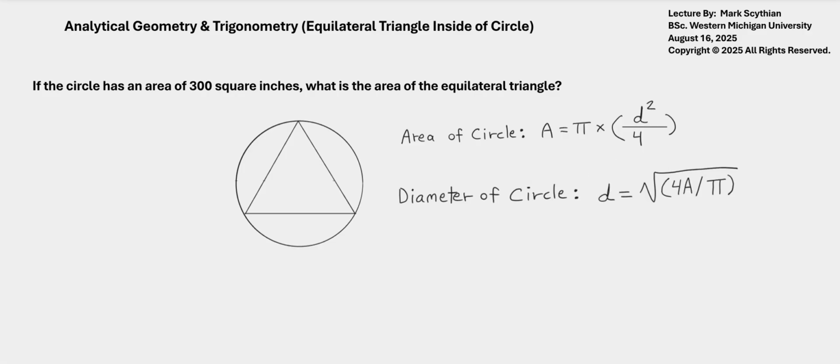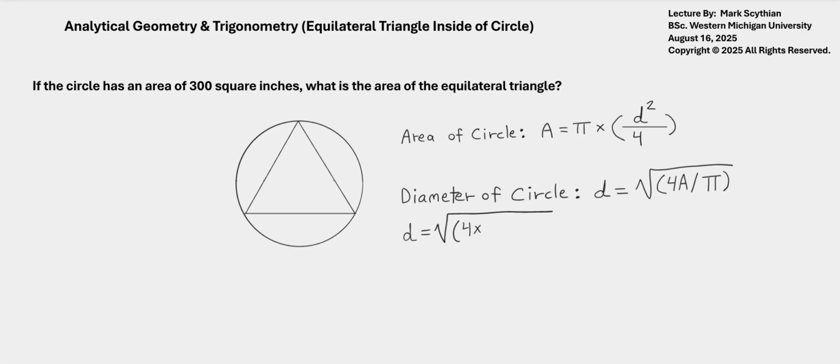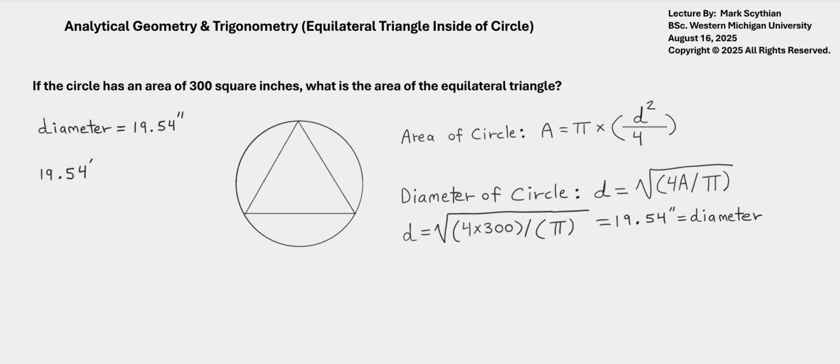So the diameter of a circle is the square root of 4 times the area divided into pi. Then we apply the value of 300 square inches times 4 divided into pi, and its output answer, its square root. So then we calculate a circle diameter of 19.54 inches. If we divide this value into 2, we can then calculate the radius of the circle.